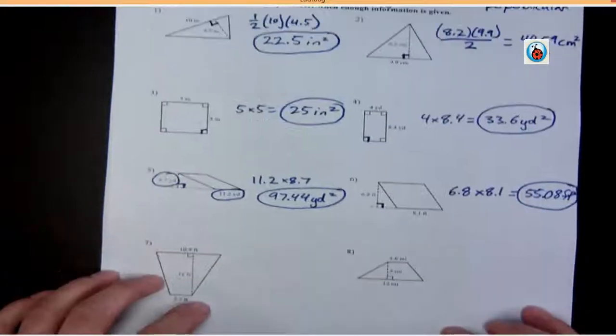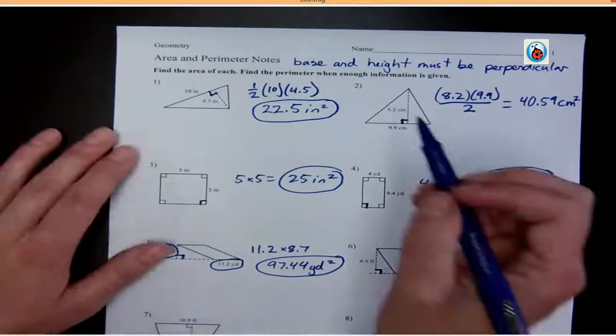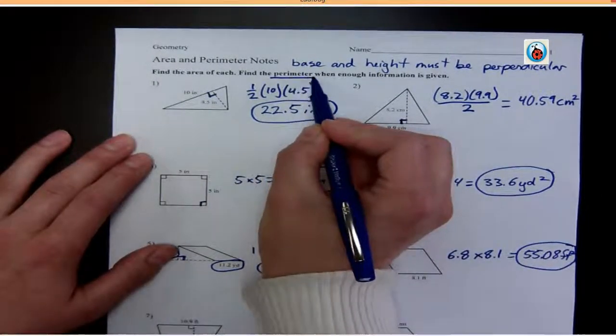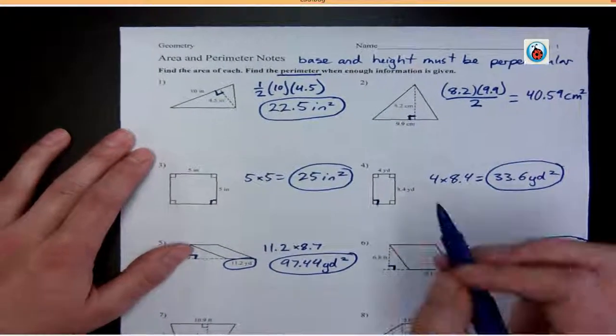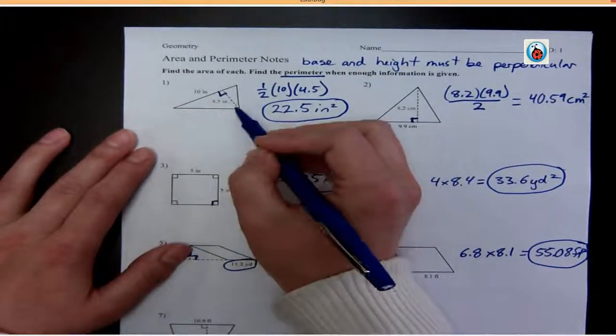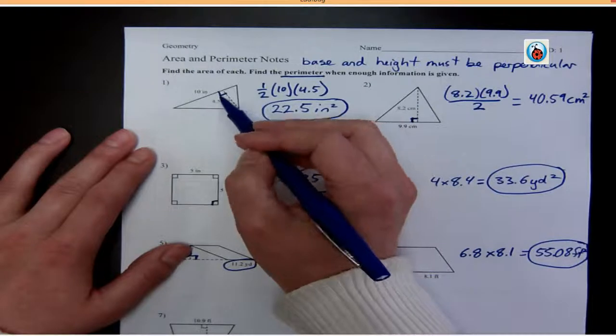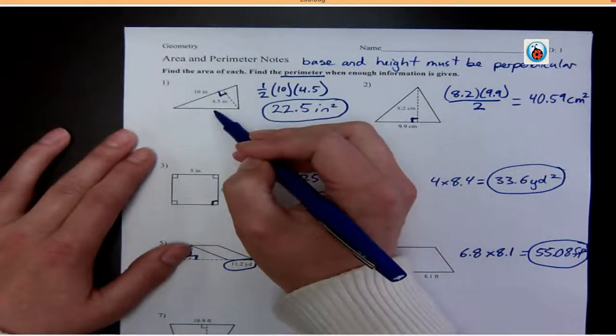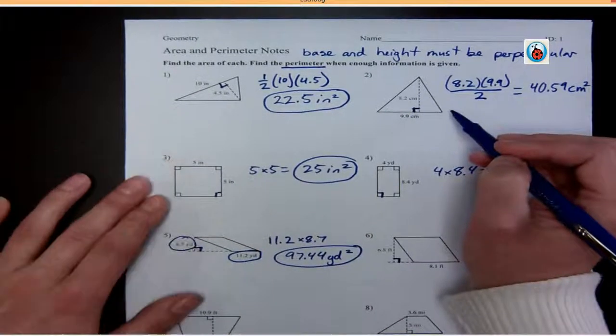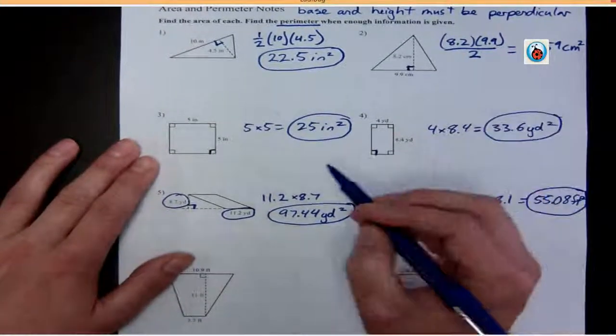At the top of the page, it also asked us to find the perimeter when enough information is given. So perimeter means add all the sides. So I'm going to look here. It did not give me enough information to add all the sides unless I did Pythagorean theorem for this. So I'm going to skip over these because today we're just doing quick review.